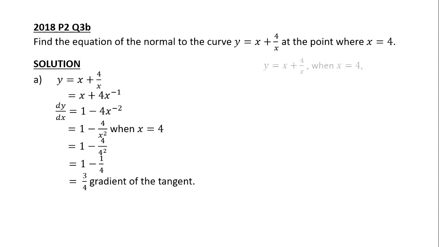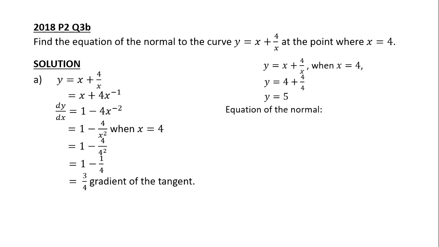We are going to say y equal to x plus 4 over x. To find the value of y, we are going to replace the value of x, which is 4, into the original equation to solve for y. So y equal to 4 plus 4 over 4. 4 over 4 will give us a 1. 4 plus 1 will give us a 5. So the value of y at the point where x was 4 was a 5.